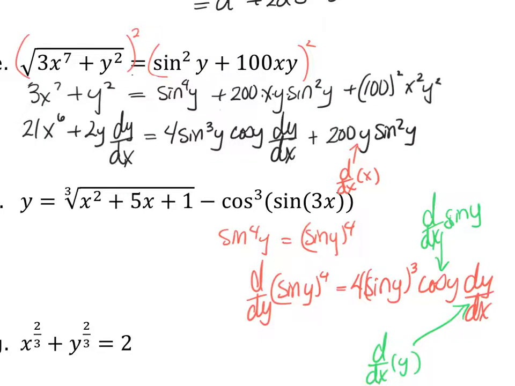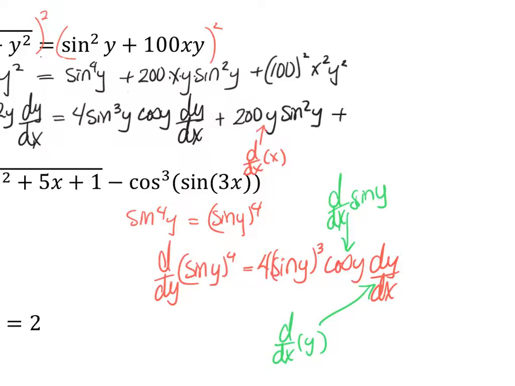Then I'm going to do the derivative of y. So plus 200. x is now there because I'm now doing the derivative of y. What is the derivative of y? dy dx. And then I still have the sine squared y. So I'm doing the product rule by doing the derivative of each one of those terms, multiplying by what I'm not taking the derivative of. So this is my derivative of y.